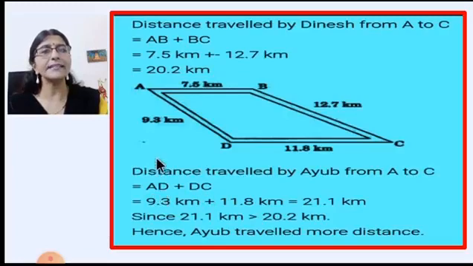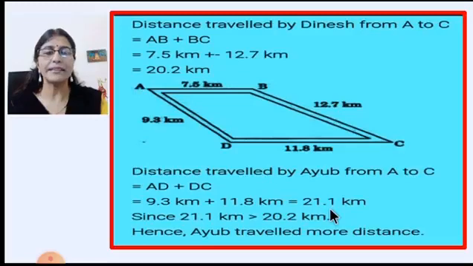So AD is 9.3 kilometer. Then DC is 11.8 kilometer. So these two we are going to add. So when you add, you will get 21.1 kilometer. So now we will compare. Because here you can see Dinesh travelled 20.2 kilometer and here Ayub travelled, he covered 21.1 kilometer.